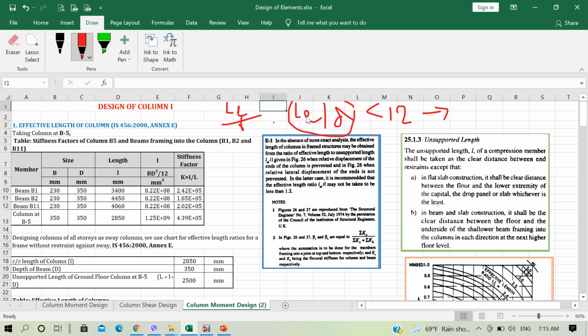But if the value of this effective length divided by least lateral dimension comes out to be greater than 12, then our columns are slender columns, and these slender columns generally fail suddenly at relatively low compressive loads due to buckling. Our short columns fail after reaching the ultimate load carrying capacity, while our slender columns generally fail suddenly at relatively low compressive loads. So we first have to determine whether our columns are slender or short columns.